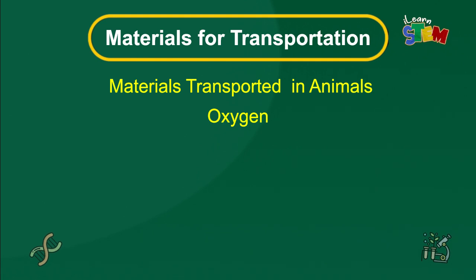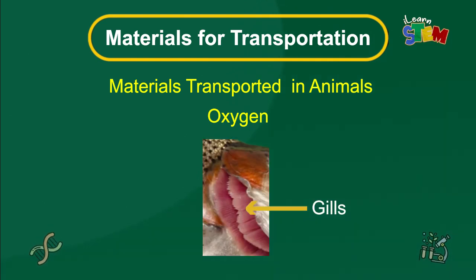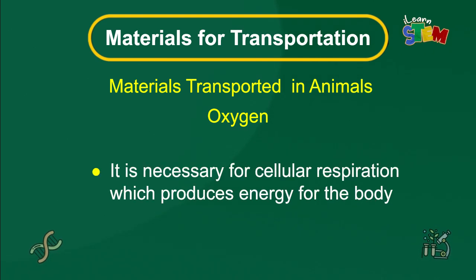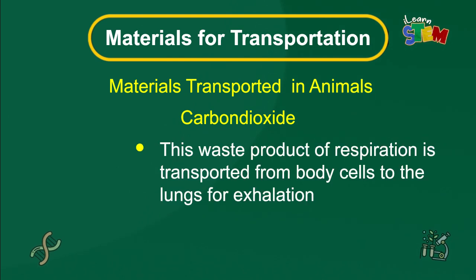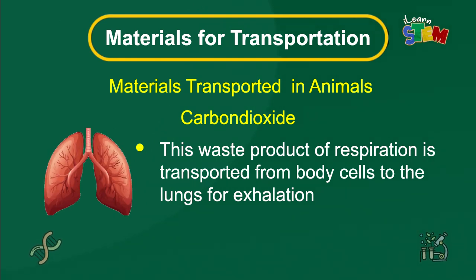1. Oxygen. Oxygen is transported from the lungs or gills in aquatic animals into all body cells. It is necessary for cellular respiration, which produces energy for the body. 2. Carbon dioxide. Carbon dioxide, a waste product of respiration, is transported from body cells to the lungs for exhalation.